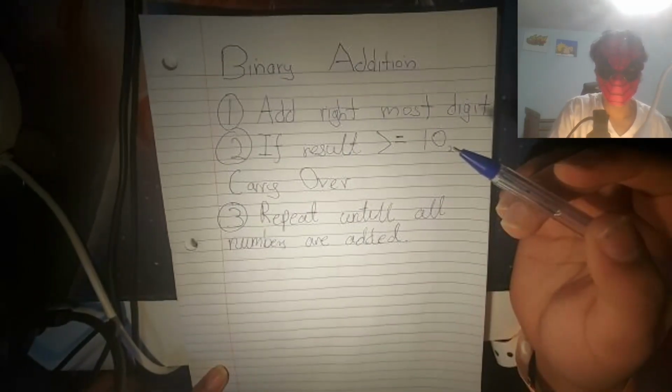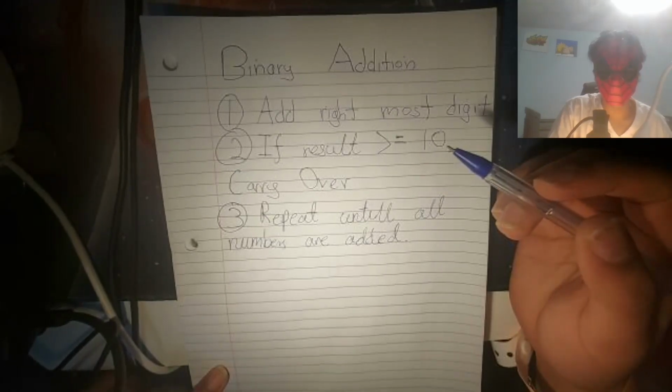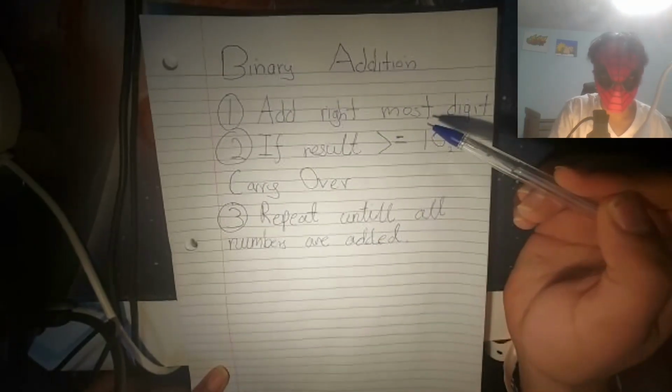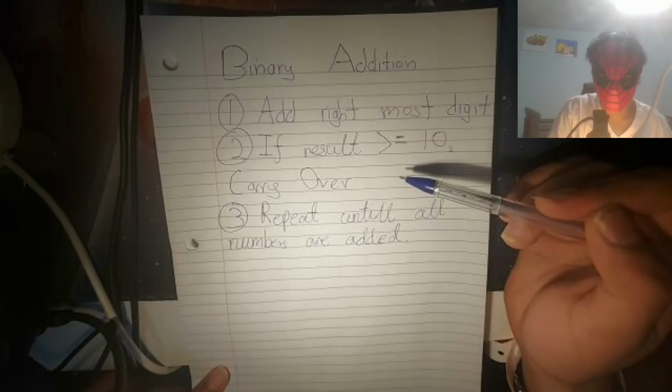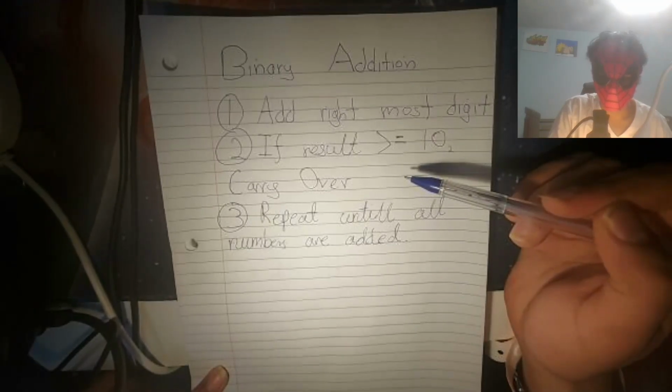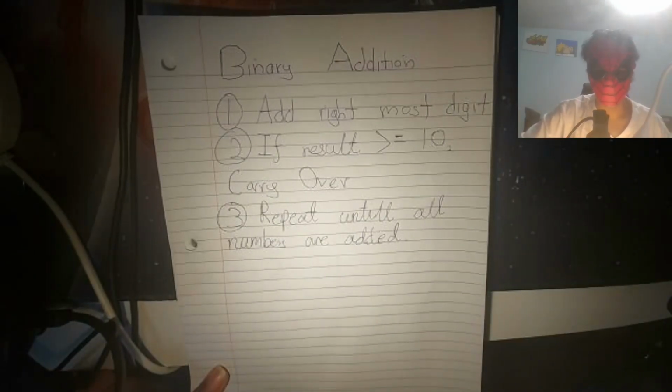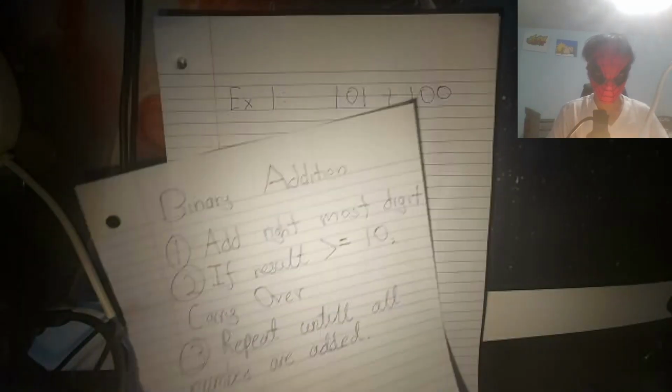In this tutorial, we will go over the steps to add binary numbers together. The steps to add binary digits are very similar to adding decimal digits. You start by adding the rightmost digit. If the result is greater than or equal to 10 in binary, you carry over the excess value to the next digit on the left. Repeat this process until all digits have been added.